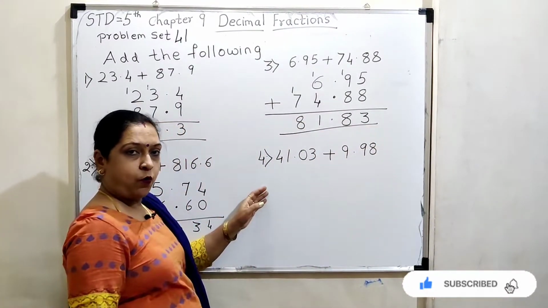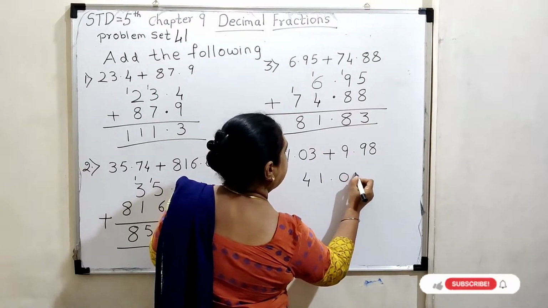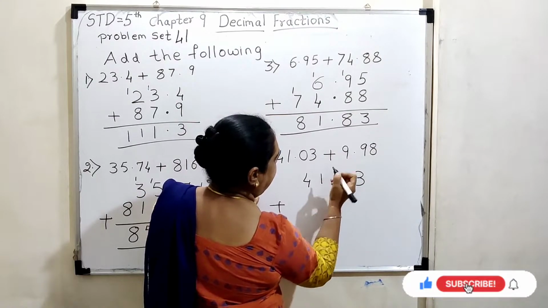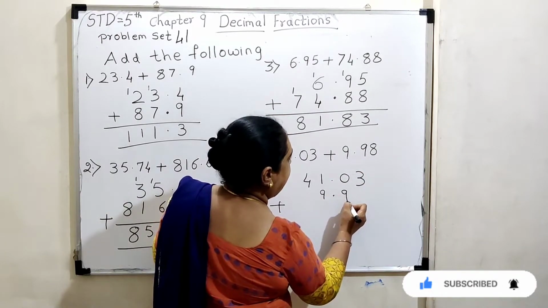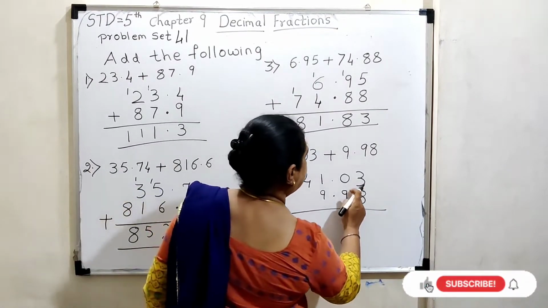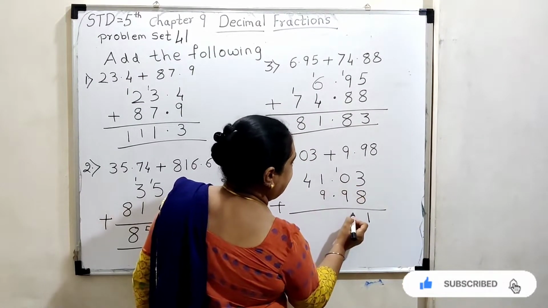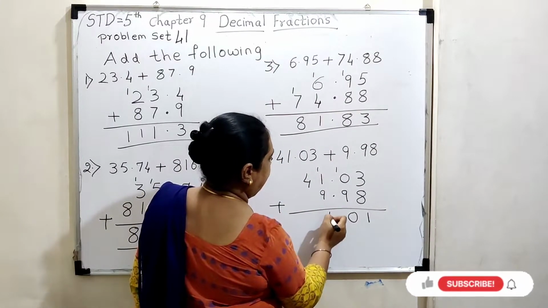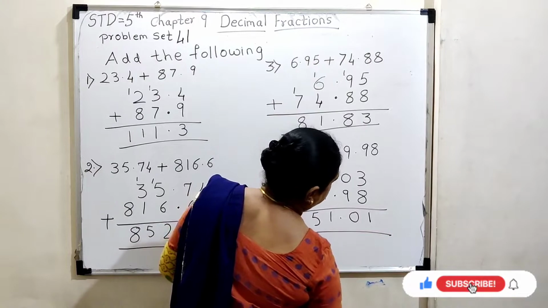Now sum number 4. 41.03 plus. Now, point, before the point 9. And after the point 9, 8. Understood? Now 8 plus 3, 11. 1 carry 1 here. 9 and 1 is 10. 0 carry 1. 9, 10, 11. 1. 4 and 1, 5. Put the point over here.